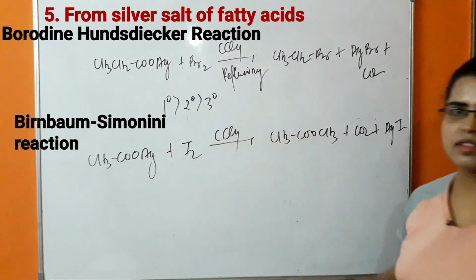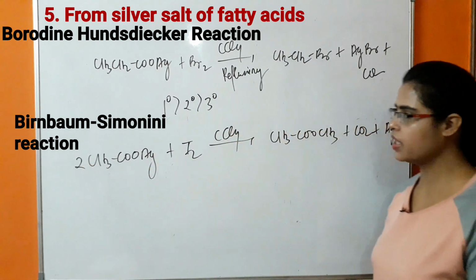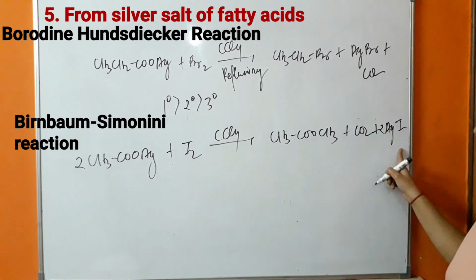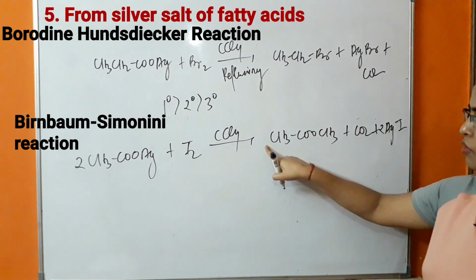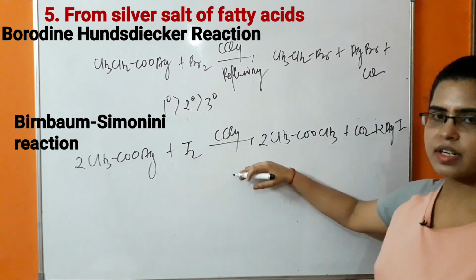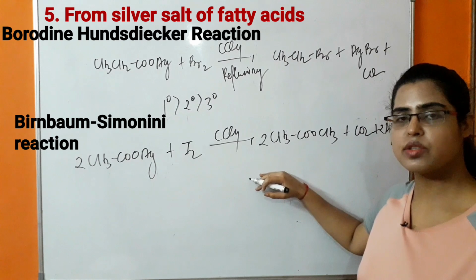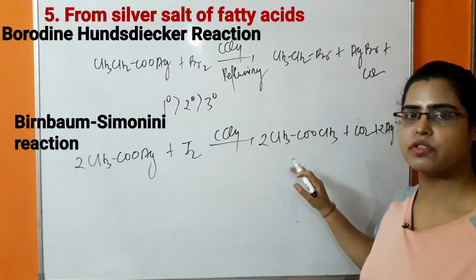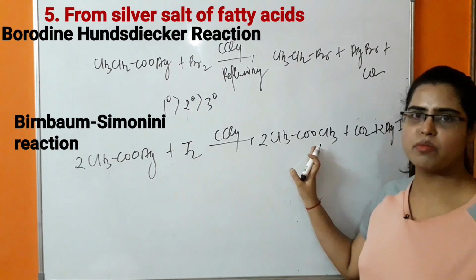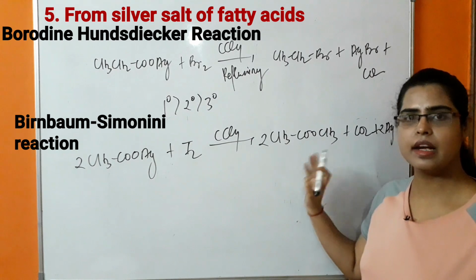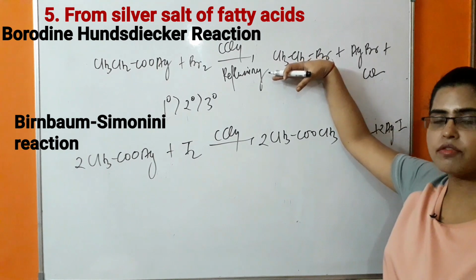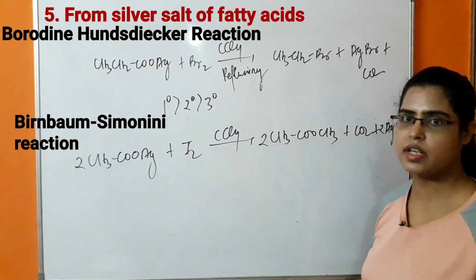So in this case you have to balance the reaction. 2 moles of silver ethanoate in the presence of iodine. So there will be formation of 2 AgI, silver iodide, removal of 1 CO2 and formation of 2 moles of methyl ethanoate. So in this case this reaction is different. It is not named as Hunsdiecker reaction, whereas the name of this reaction is Birnbaum-Simonini reaction, because in this case the compound which is formed is ester. It is not alkyl iodide, whereas in the above reaction in which alkyl halides are formed, this reaction is known as Hunsdiecker reaction.